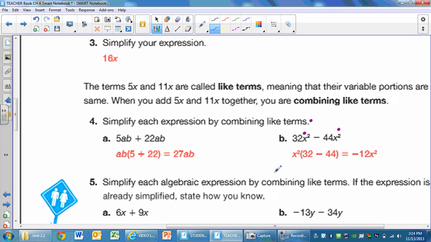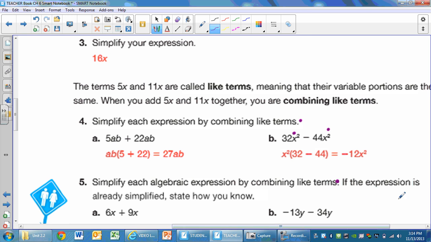All right, simplify each expression by combining like terms. Same thing here. And then it says, if the expression is already simplified, state how you know. Important part, make sure you do that. Try A and B now. Go, go, go.